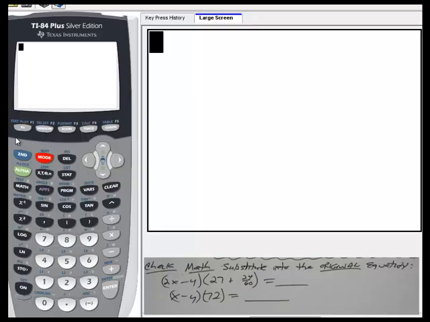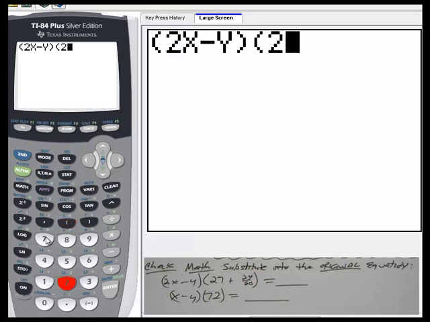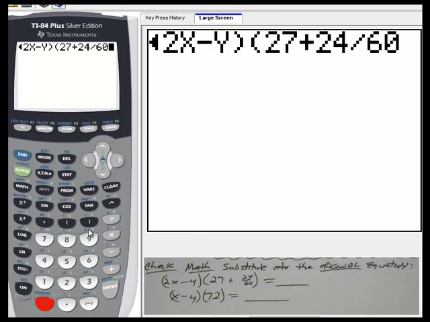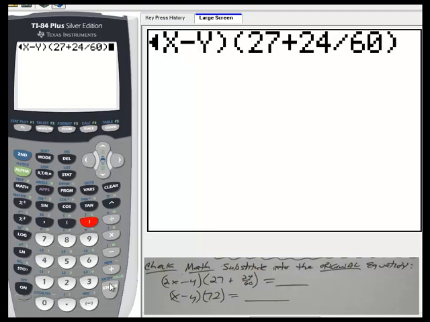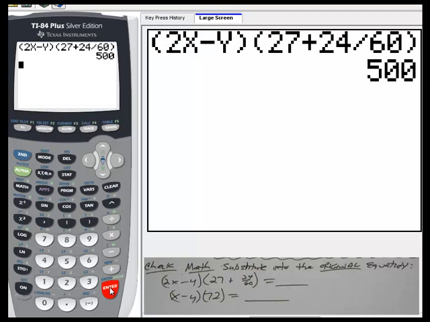Back to the calculator. Okay, here at the calculator, going back to the home screen, let's try out that left-hand side of the first equation. So we get the parenthesis 2x minus alpha y, and then the other factor, parenthesis 27 plus 24 divided by 60, parenthesis. Okay, let's see. Nice, 500. That checks that one.